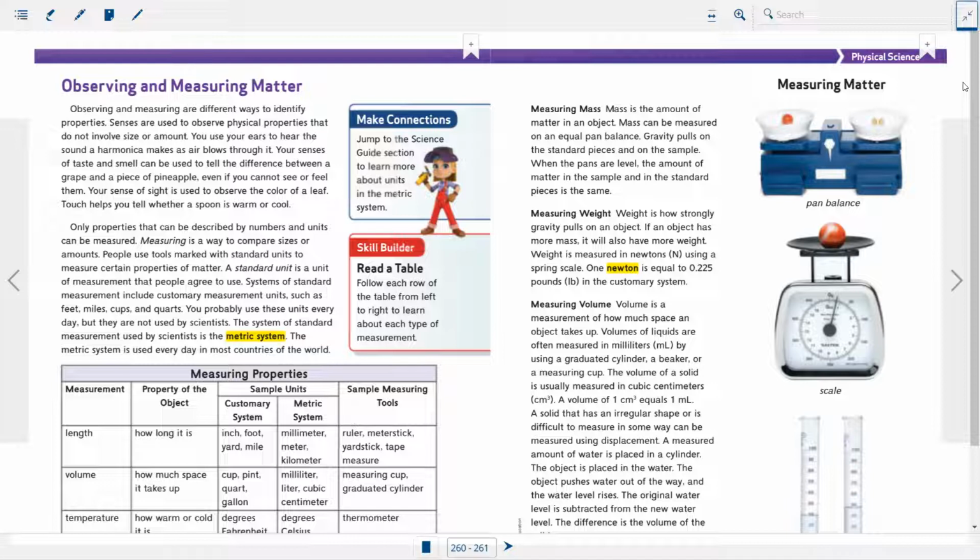Systems of standard measurement include customary measurement units, such as feet, miles, cups, and quarts. You probably use these units every day, but they're not used by scientists. The system of standard measurement used by scientists is the metric system. The metric system is used every day in most countries around the world.